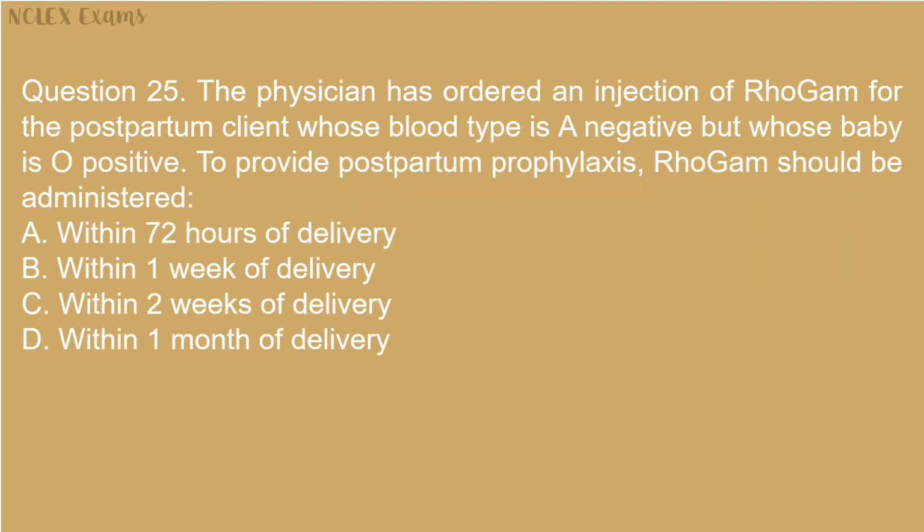Question 25. The physician has ordered an injection of Rhogam for the postpartum client whose blood type is A negative but whose baby is O positive. To provide postpartum prophylaxis, Rhogam should be administered. A. Within 72 hours of delivery. B. Within 1 week of delivery. C. Within 2 weeks of delivery. D. Within 1 month of delivery.